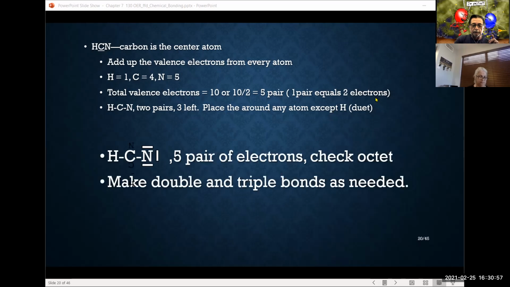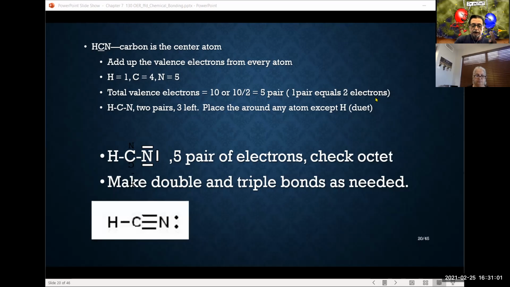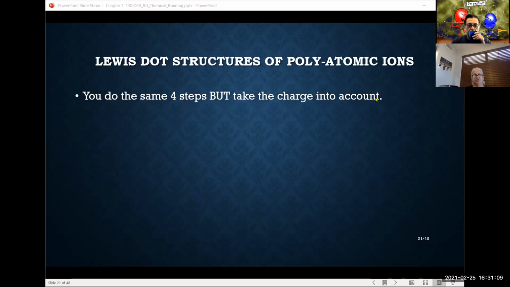All right, so we end up as follows. We make double and triple bonds as needed, and there's our formula. Essentially, that's what we did. Now we're going to look at the Lewis dot structures for polyatomic ions. Now, what are those?